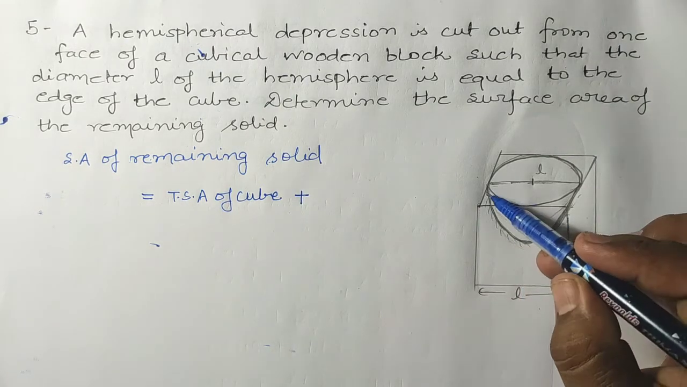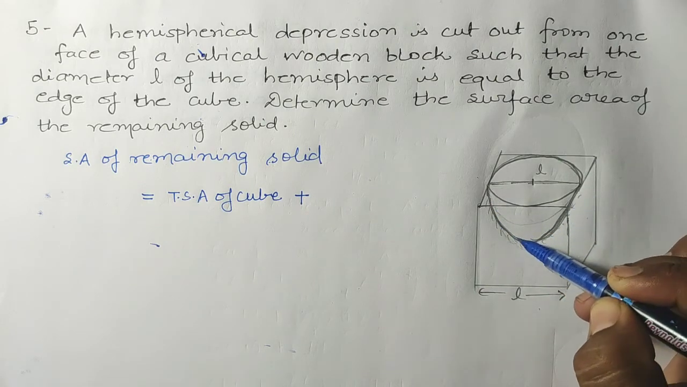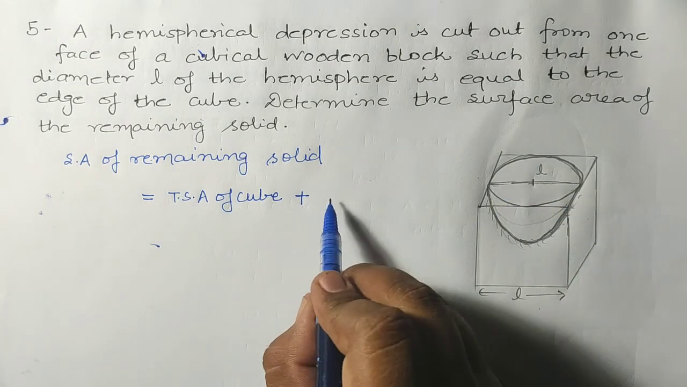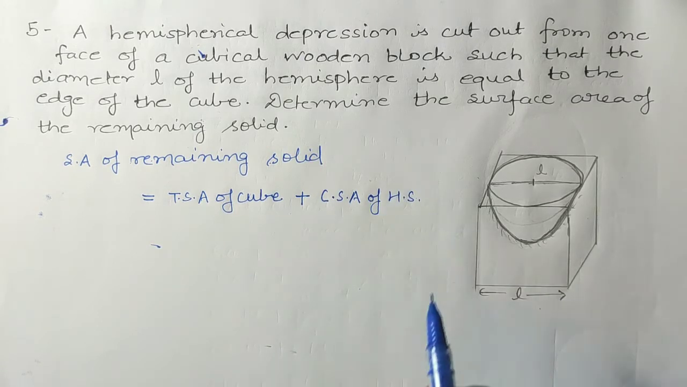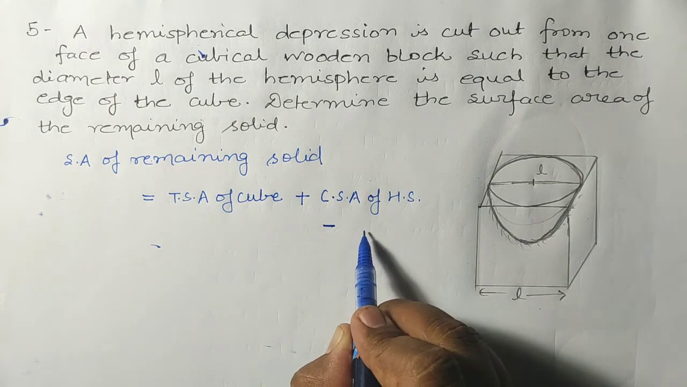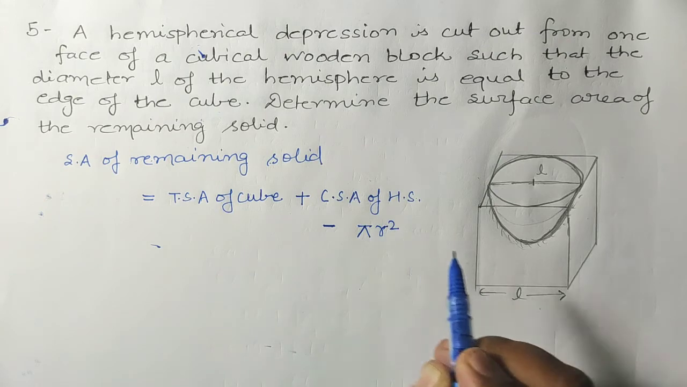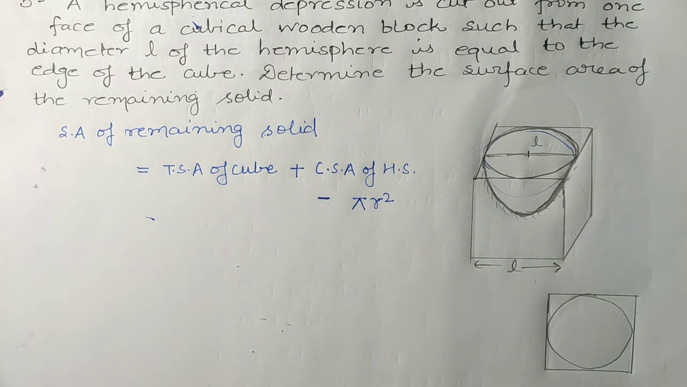plus see, depression is cut out, then this wall is generated, this rounded, this circular wall is generated. So because of that we will add here curved surface area of hemisphere. Okay, hemispherical portion, and then we will subtract area of circle. Okay, means area of this portion. As we have seen in the last question, that if it is the top surface of a cube, and you have cut a hemispherical depression from this cubical block, then the top view of this will be like this.